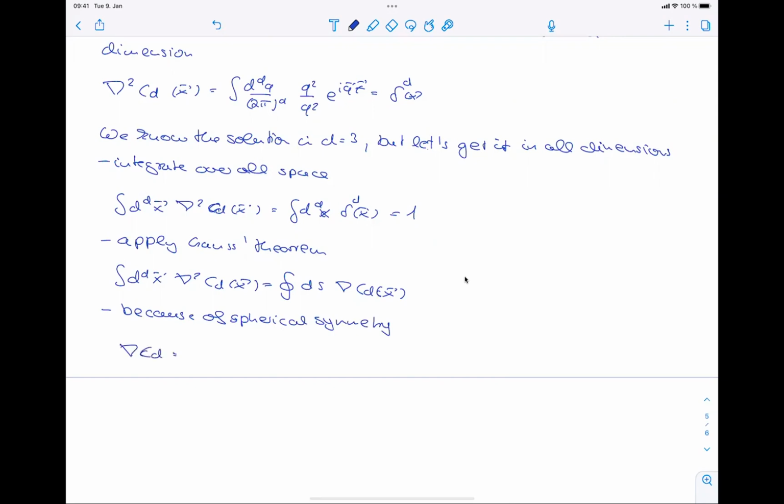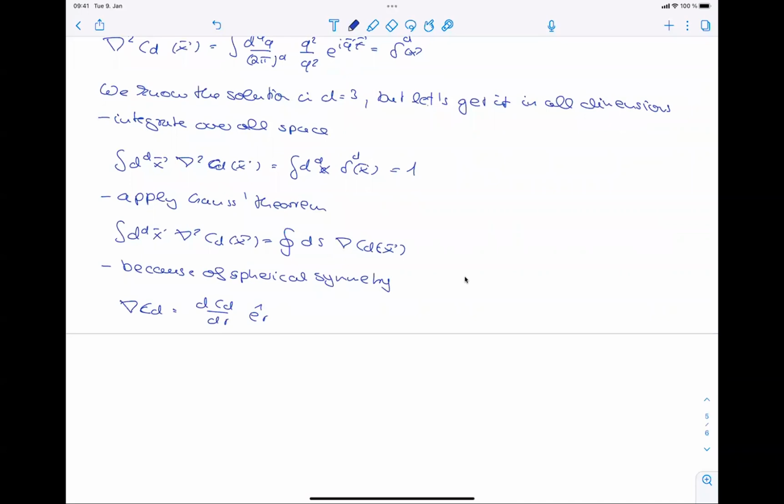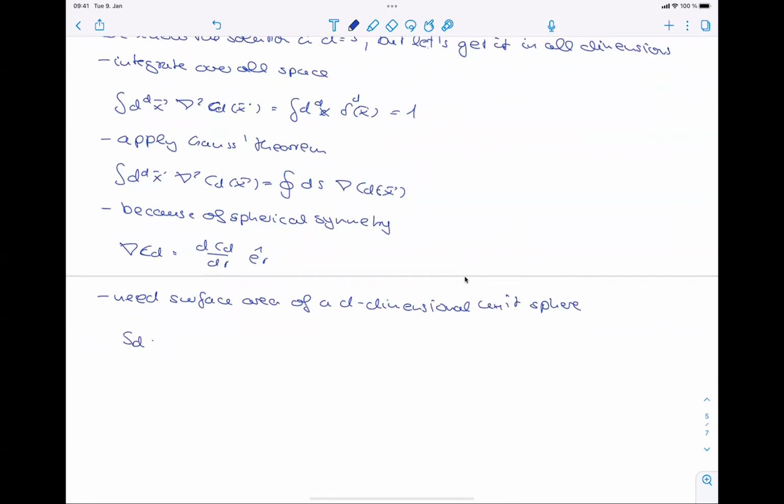We know that this needs to be dCd dr in either direction. And so what's actually lacking then is what is now the surface integral in d dimensions. So we need the surface area of a d-dimensional unit sphere.